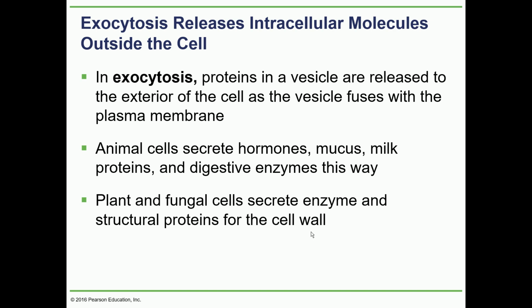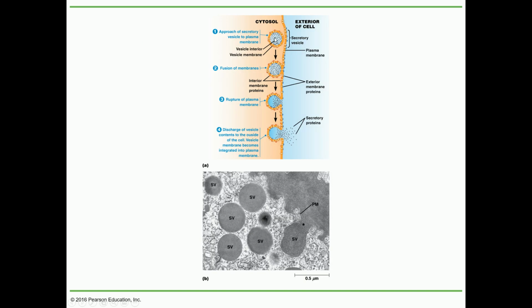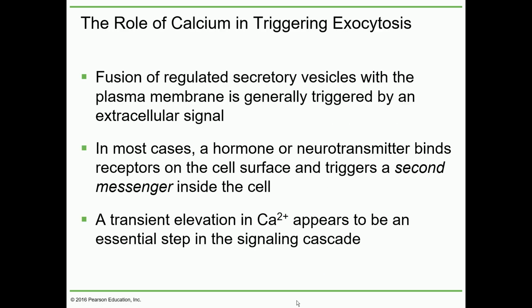Animal cells secrete hormones, mucus, milk proteins, and digestive enzymes by exocytosis. You already know how exocytosis takes place. Something which has to be secreted outside the cell is in a vesicle, and the vesicle moves towards the plasma membrane and fuses with it, delivering its content outside. The plasma membrane gets extended because of the fusion of the vesicle with the plasma membrane. So the basic process you already know.